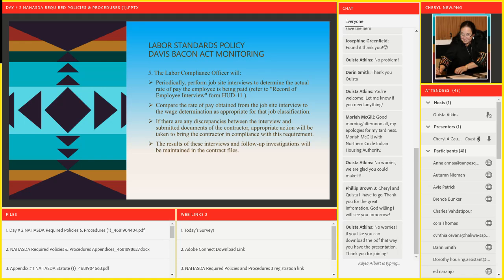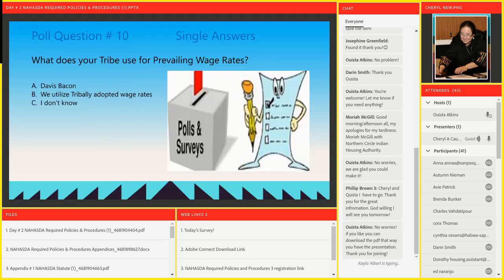If there's any discrepancies between the interview and the submitted documents of the contractor, appropriate action will be taken to bring the contractor into compliance with this requirement. The result of these interviews and follow-up investigations will be maintained in your contract files.